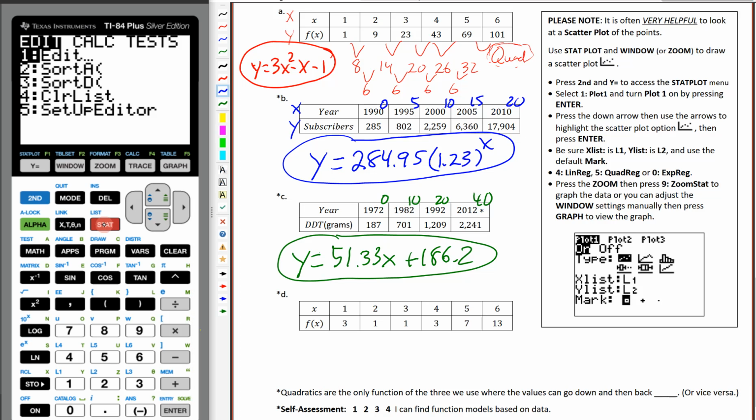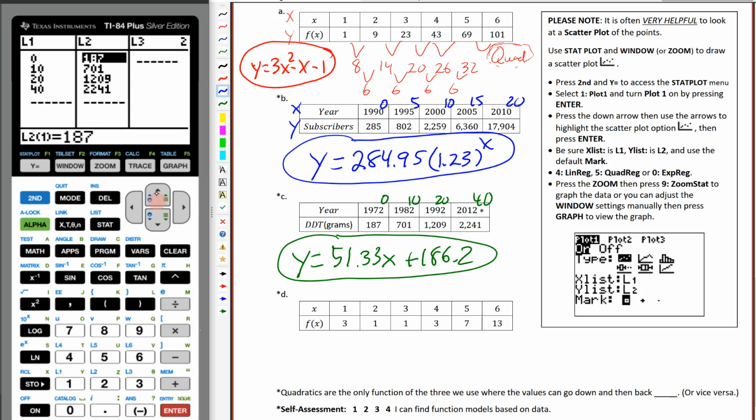So we're going to go to Stat. We're going to hit Edit. We're going to clear this off, hit Enter, clear that one off, hit Enter, and we're going to type in a 1 and a 2 and a 3 and a 4 and a 5 and a 6. And we're going to hop over here, and we're going to do a 3 and a 1 and a 1 and a 3 and a 7 and a 13. Make sure we've got it all in there the right way. Let's see, 13, 7, 3, 1, 1, 3.